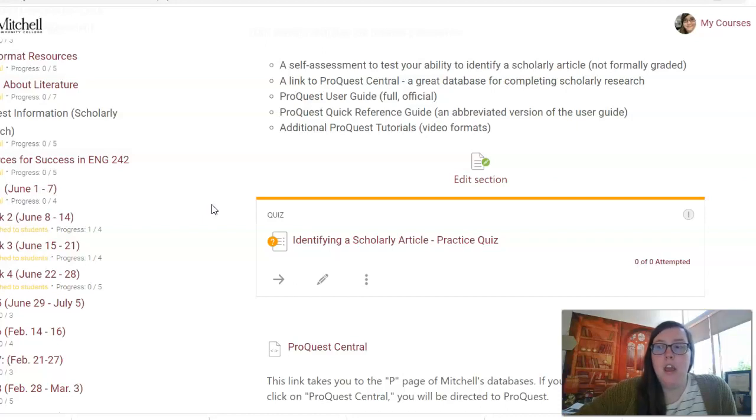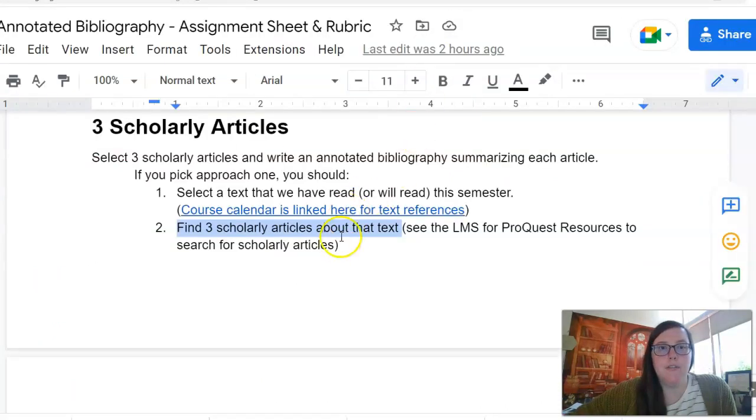It has to be an article published in a scholarly journal, which is a peer-reviewed journal, and it cannot be a review of a text, like a book or something. It needs to be a scholarly article that provides analysis, original analysis of some British lit text that we have covered. So keep that in mind as you are finding your 3 scholarly articles.